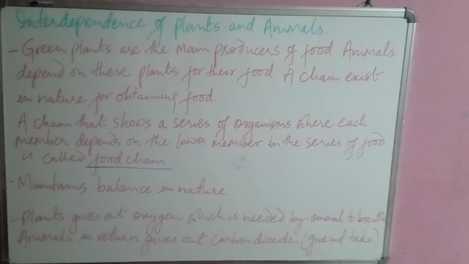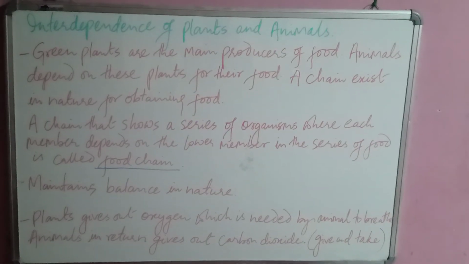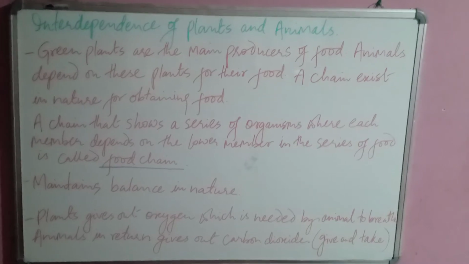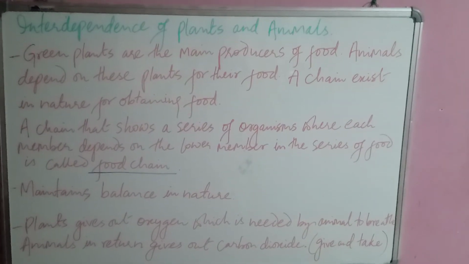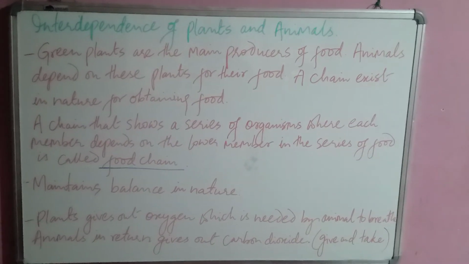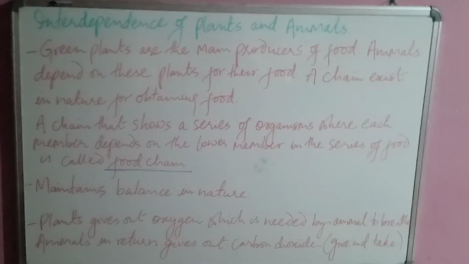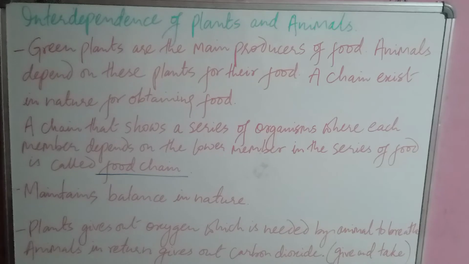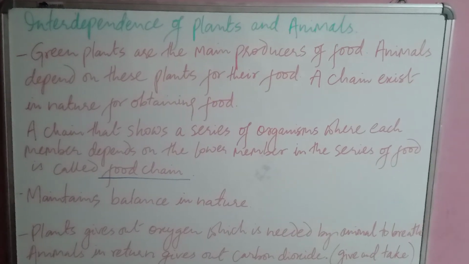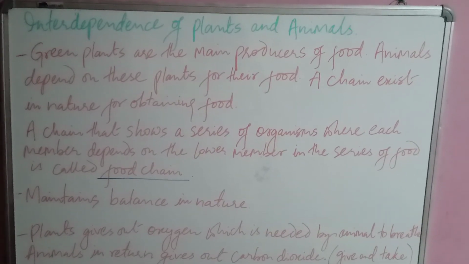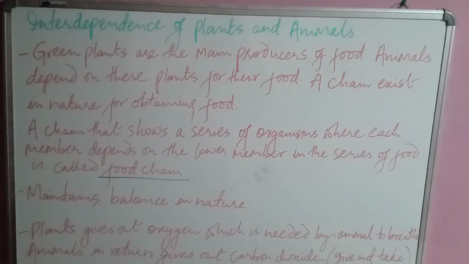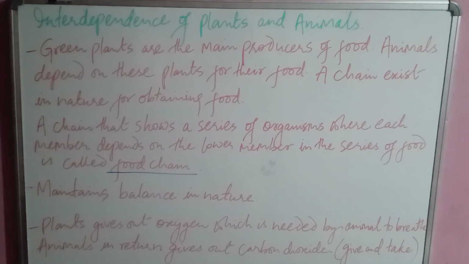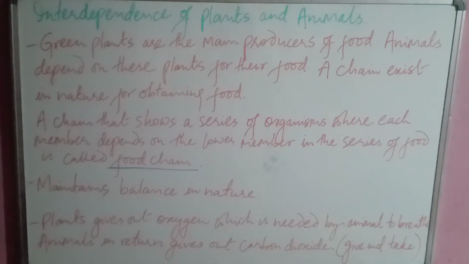Moving on. So the next topic we have is interdependence of plant and animal. That means how plants and animals are interdependent on each other. So we have points like green plants are the main producer of food. Animals depend on these plants for their food. The chain exists in nature for obtaining the food.